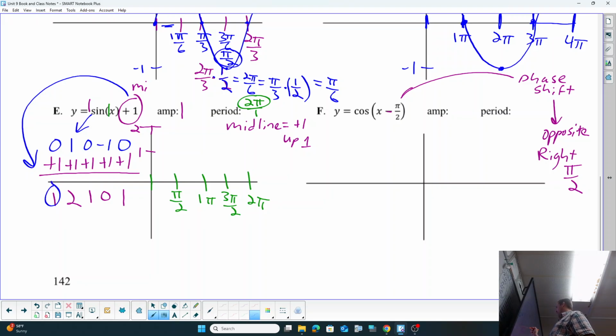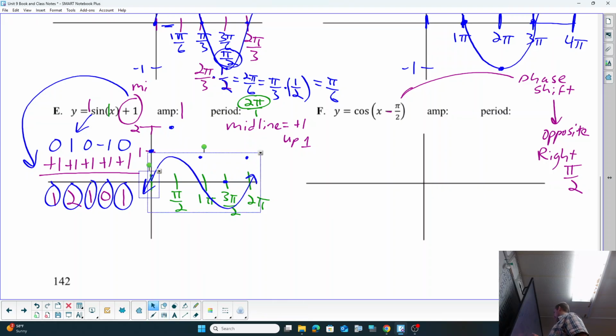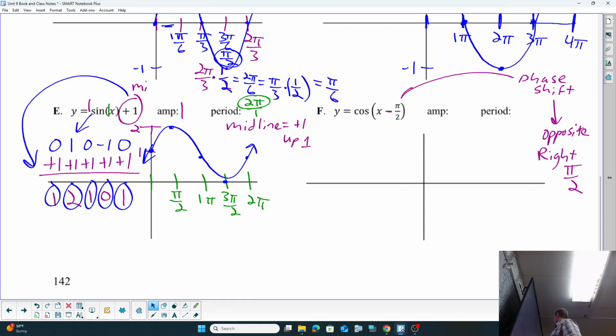So we start off at 1. We go up to 2 next. And then down to 1. And then 0. And then back to 1. And so now we've taken our graph, right? We've taken our sine graph. And we've shifted it. So it was here, and now we've shifted it up 1. Right? So we shifted the whole thing. Shifted the whole thing up 1.